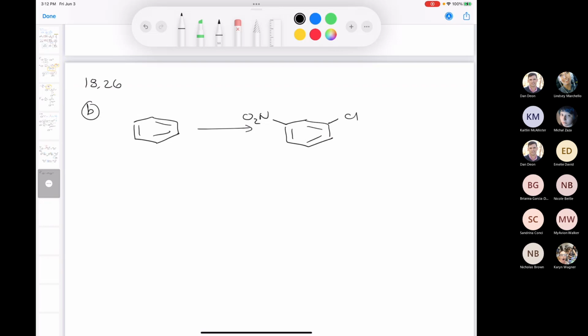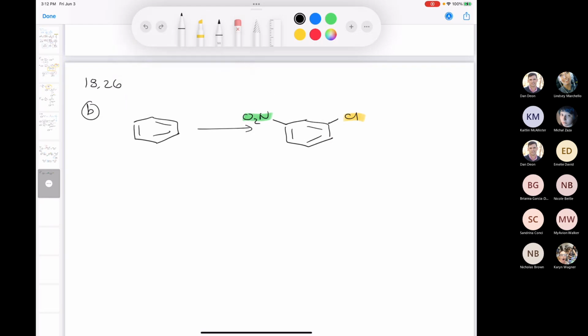Which one of these groups would you install first? Would you put the nitro or the chlorine? And I can tell you there's only one right answer. Nitro. Absolutely, right? Because if you put the chlorine in, that's going to direct to the ortho and para positions. But remember, these are meta to each other. And so we've got to put the nitro in first.